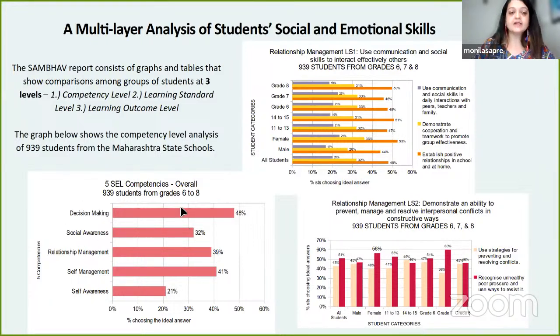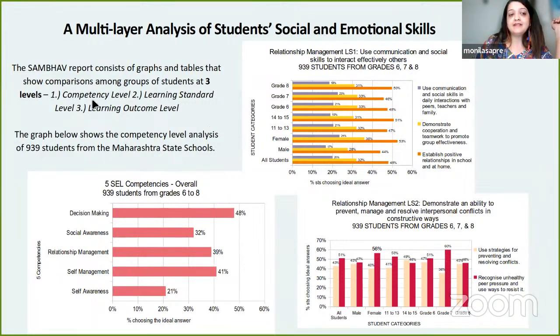For example, over here, there are 3 graphs. The first graph, on the bottom where you see the pink bars, is that of 939 students from grades 6 to 8. That means they are roughly 11 to 13 years old. This graph shows how children have scored on each of the 5 SEL competencies: self-awareness, self-management, relationship management, social awareness, and decision-making. You can clearly see that they have scored the lowest on self-awareness. Scores on the other competencies aren't that high either, but the maximum is on decision-making. Sambhav also, just like other report cards that my colleague Sandhya shared, accords children's performance as high, medium, and low.